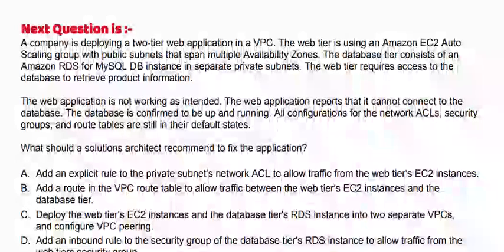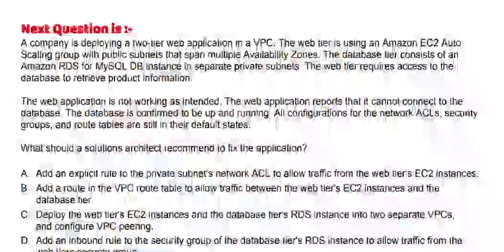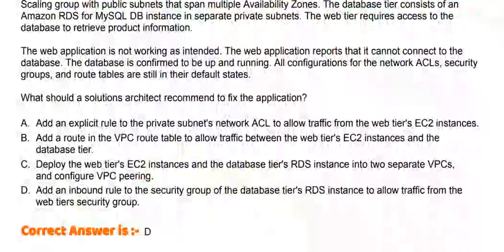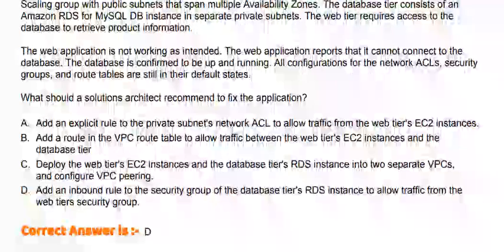The web application is not working as intended. The web application reports that it cannot connect to the database. The database is confirmed to be up and running. All configurations for the network ACL, security group, and route tables are still in their default state. What should a solutions architect recommend to fix the application? Please go through the options. And the correct answer is option D.